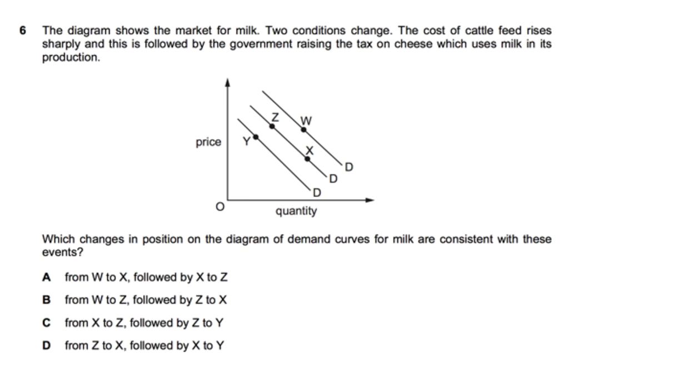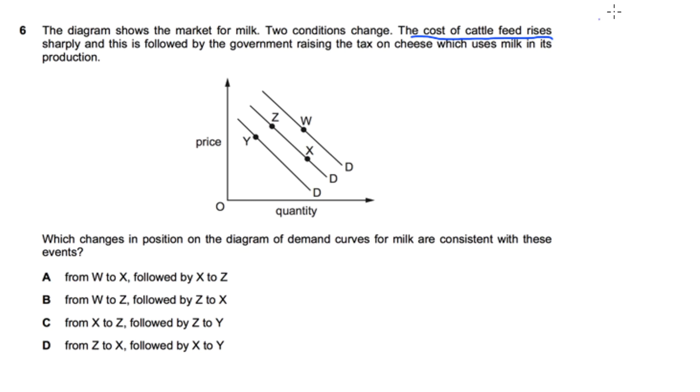So now, we have been given a demand and price diagram. Which changes in position on the diagram of demand curves for milk are consistent with these events? So now let's analyze these events. The first event is that the cost of the cattle feed rises sharply.